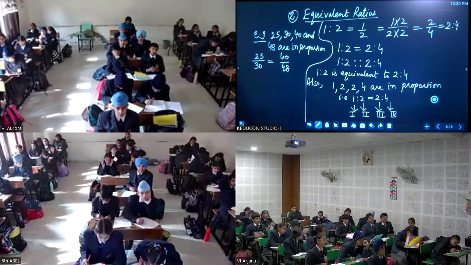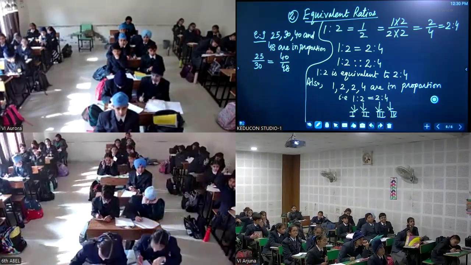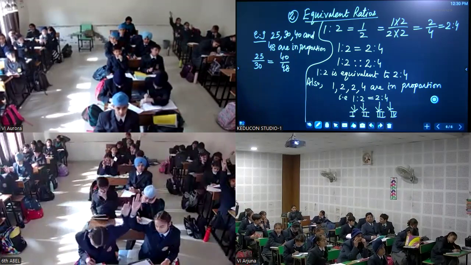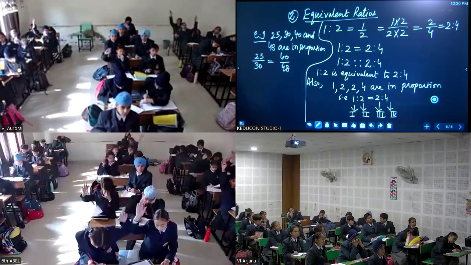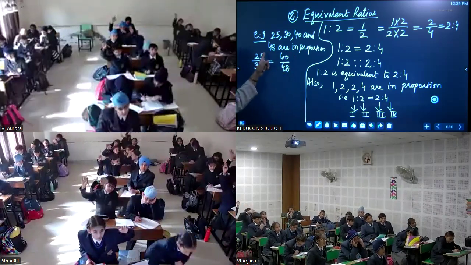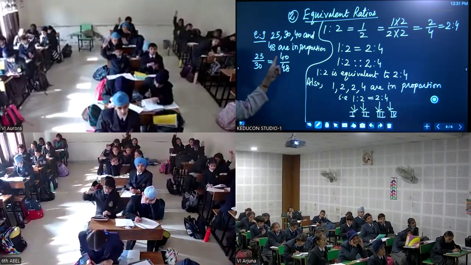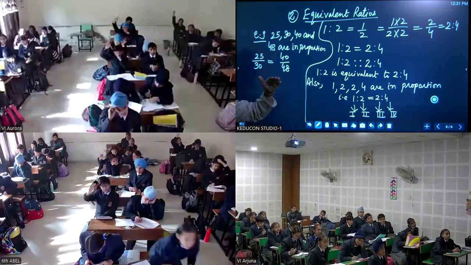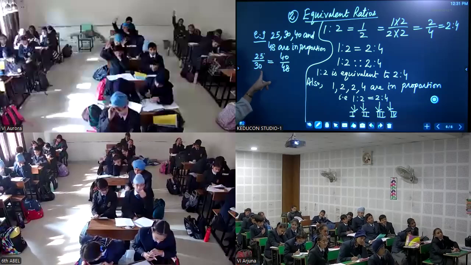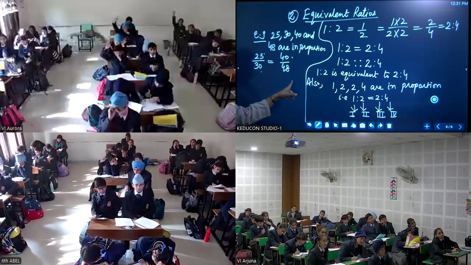Yes, children are doing it in standard form. Please check it. Are they equal? 25 by 30? Yeah, they are equal. Their ratio is equal. They are equivalent fractions. That's why we are saying 25, 30, 40 and 48 are in proportion. And please remember, this is the first number, this is the second number, this is the third number, this is the fourth number.